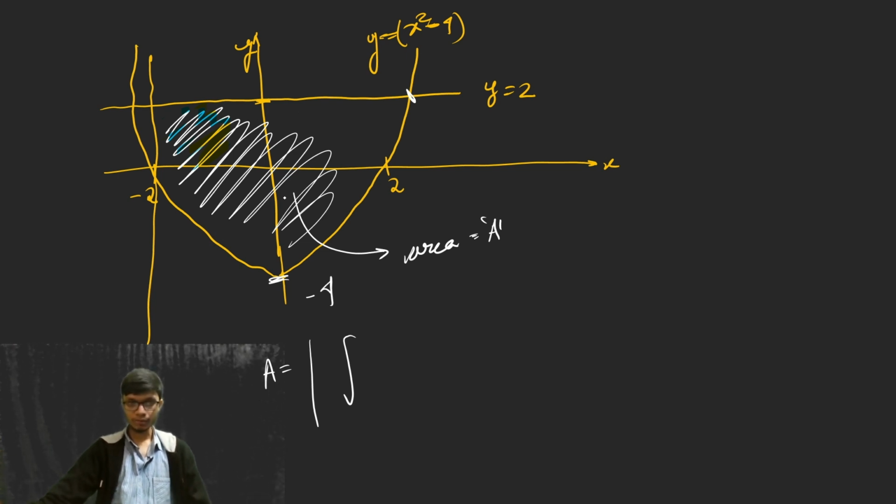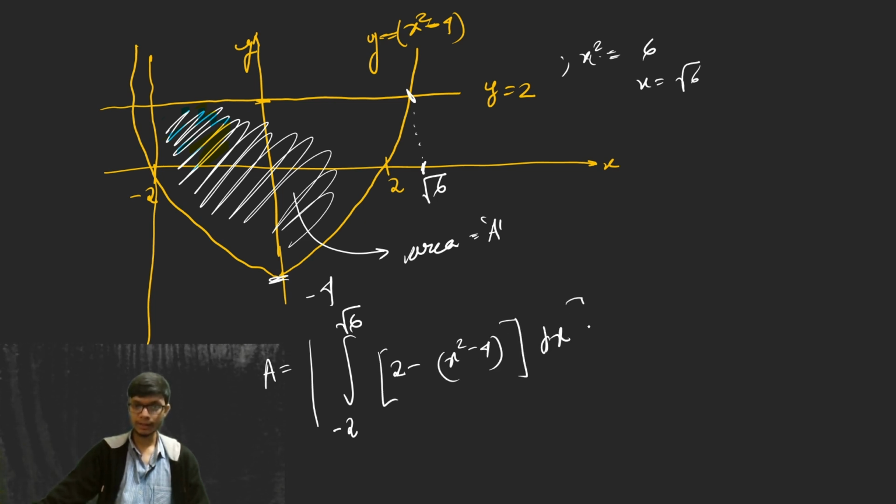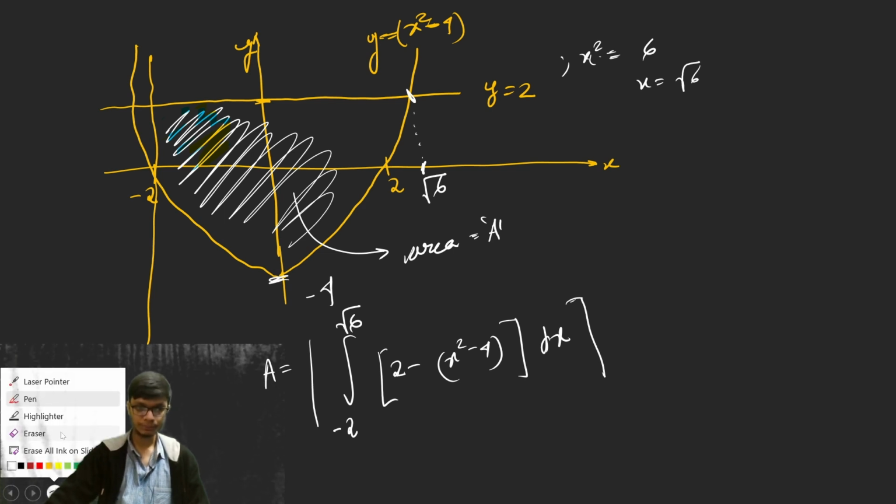So the integral will be from minus 2 to the x coordinate where it is intersecting. If y is equal to 2, then x square is equal to 6, so x is root 6, and this point will be root 6. So the definite integral will have limits minus 2 to root 6, and we take upper curve minus lower curve. The upper curve is y is equal to 2, minus the lower curve, which is x square minus 4, with dx.